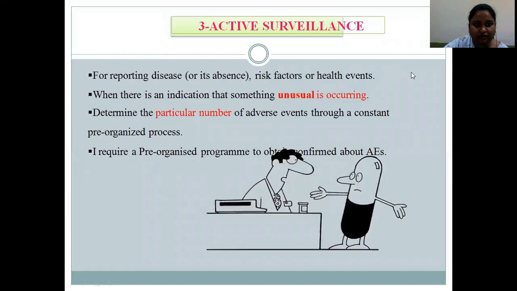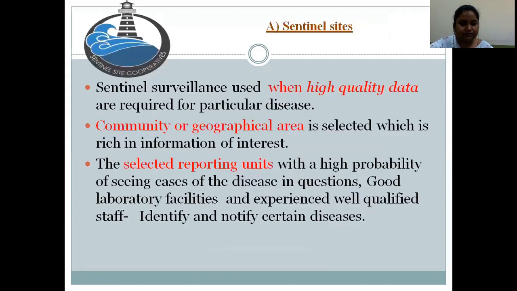Third is the active surveillance, as the opposite of the passive surveillance. Here, the reporting of the disease, the risk factors, or the health events is initiated by the patients, and the patient reports the events. So when there is an indication that something unusual is occurring, the patient comes and reports the ADR, determining the particular number of adverse events through a constant pre-organized process for informing or confirming the adverse events.